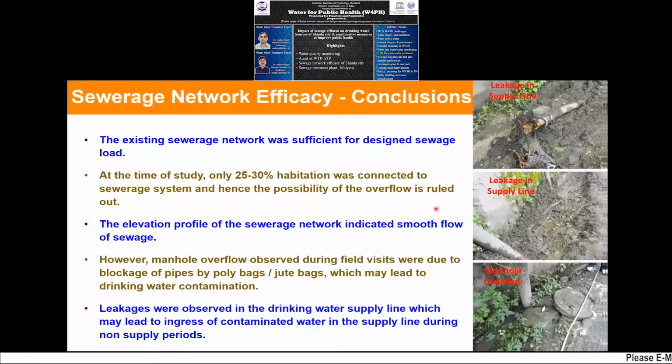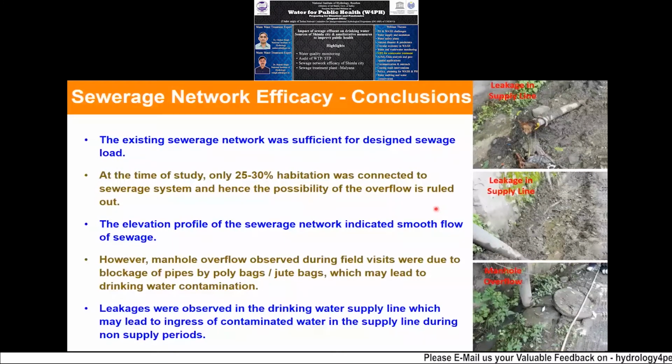However, when we went for the field surveys, we found that several manholes were overflowing. But they were overflowing not because of the inefficient carrying capacity of the sewerage network, but because of the blockage of pipes by polybags and jute bags. This can be completely eliminated by proper monitoring and cleaning of these polybags or jute bags from the system.